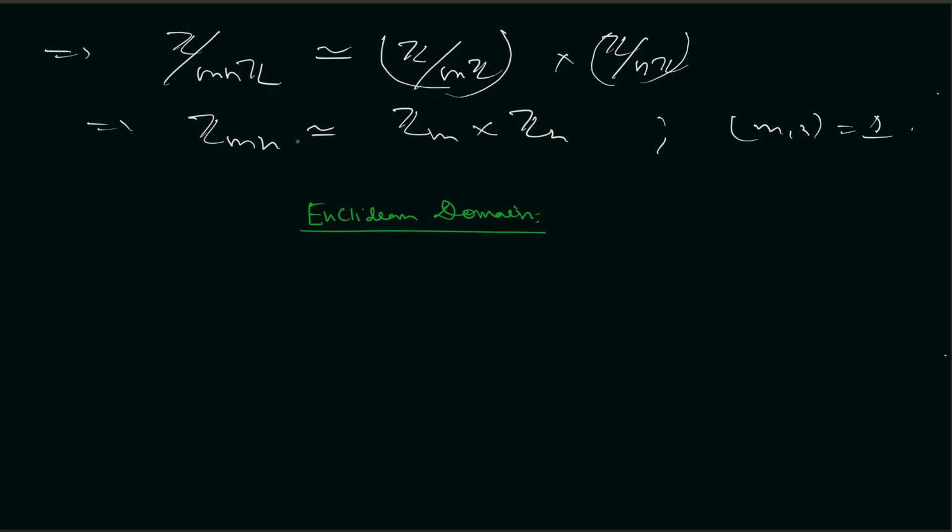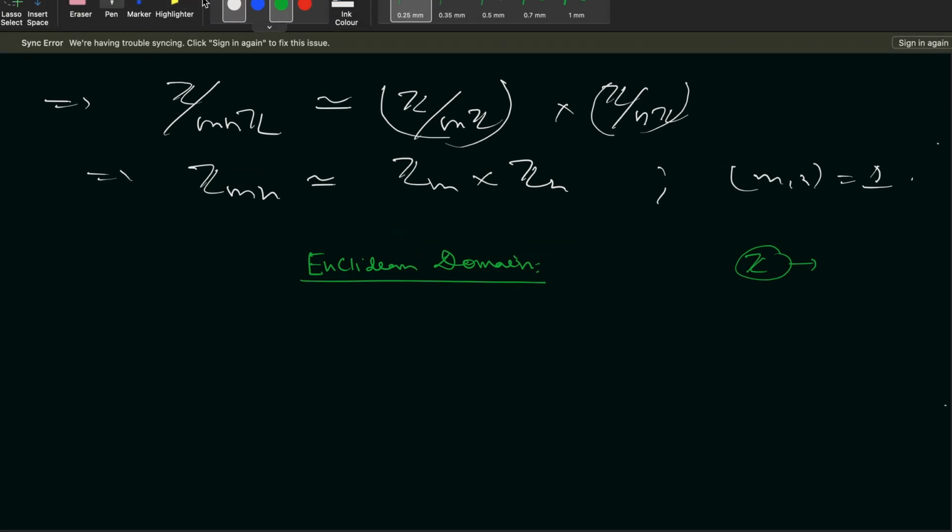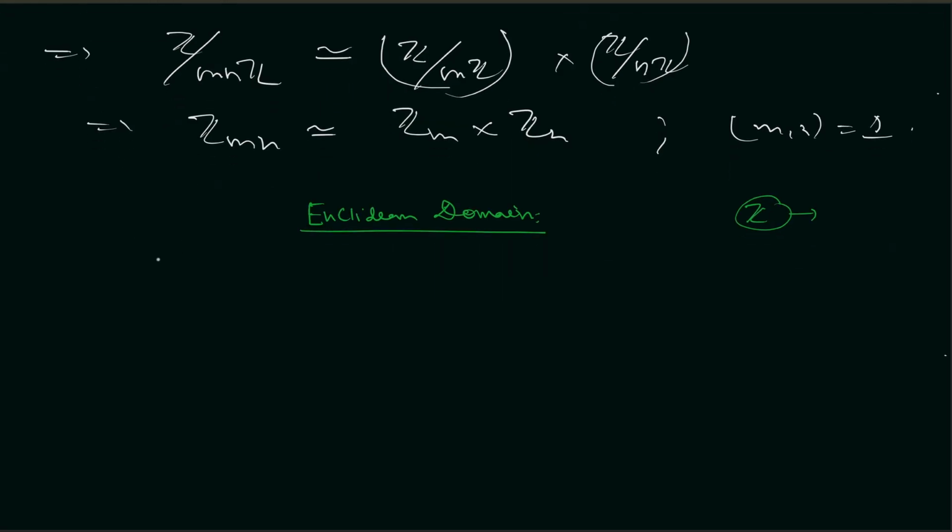So what is a Euclidean domain? In the integers Z, you know the Euclidean algorithm, or division algorithm. Before that, I have to define something called a norm. What is a norm? A norm is a function.